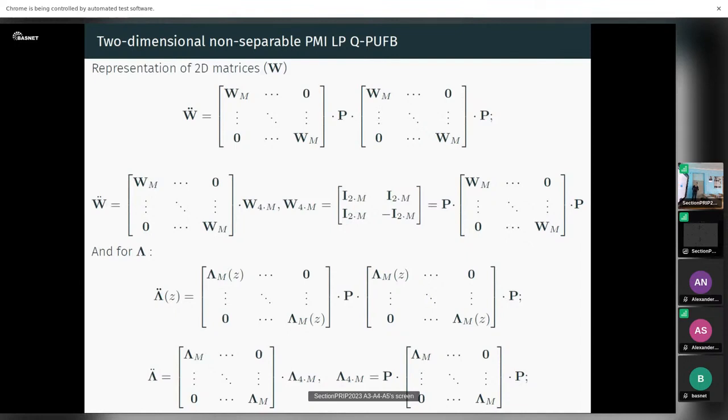So we can synthesize it in the same way for every matrix involved in the filter bank factorization, and this can be described much more easily using the Kronecker tensor product, but for simplicity it's shown as it is. Next slide.